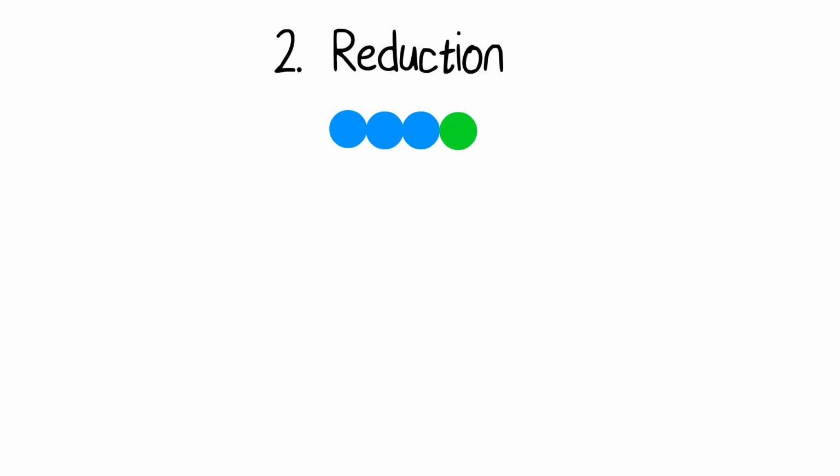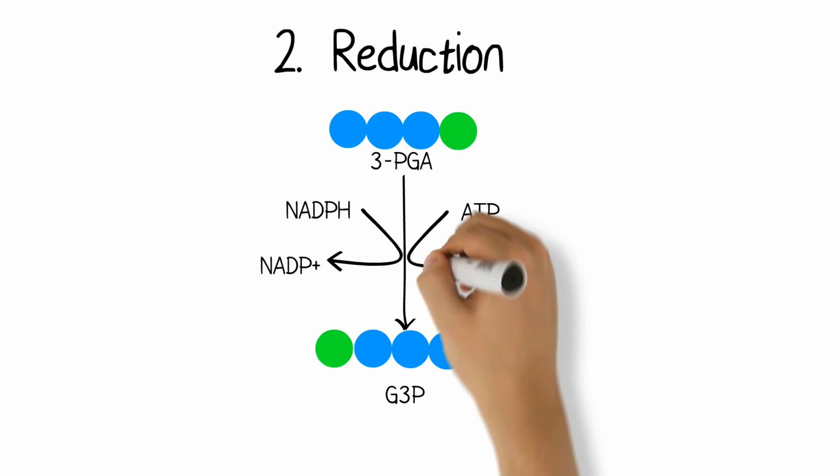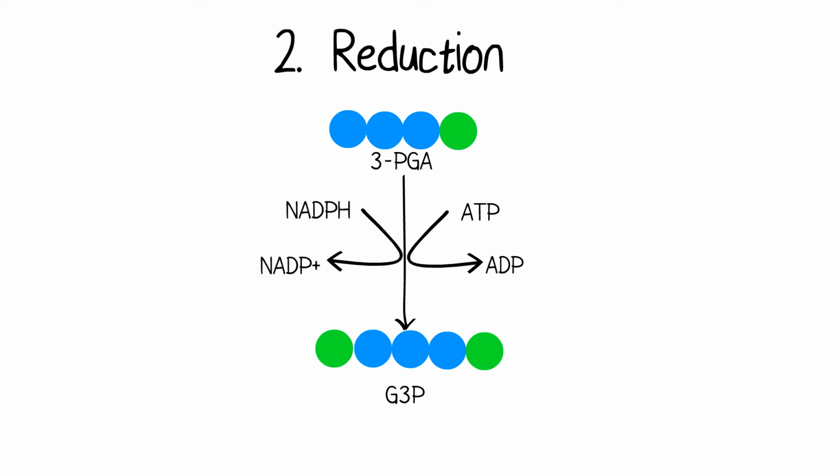The 2 3-carbon molecules, known as 3-PGA, are reduced by using a hydrogen from NADPH and also phosphorylated using a phosphate from ATP.